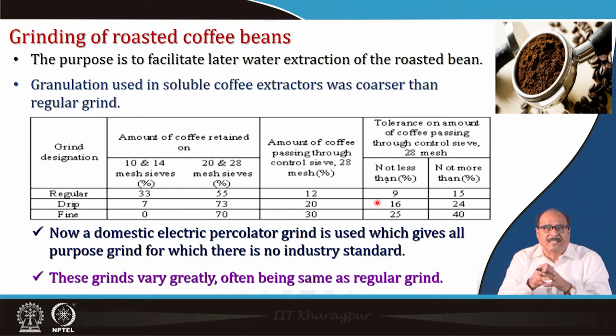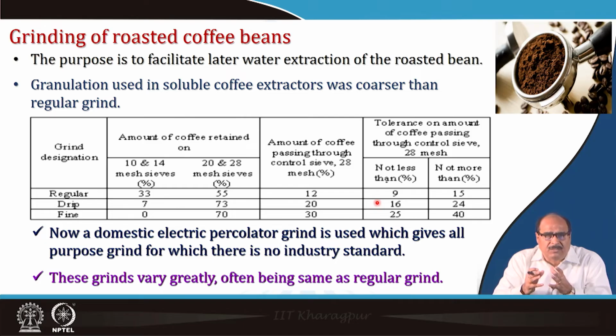Now, the next operation is the grinding of the roasted coffee bean, and the purpose of grinding is to facilitate later water extraction of the roasted beans. Because, as you have seen, in coffee there are water soluble coloring and flavoring compounds, and these are extracted in the brew and we get the coffee beverage.